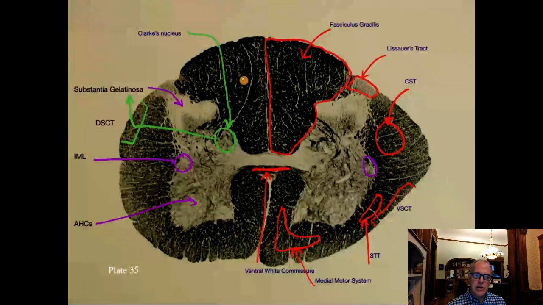The other thing that is unique here is Clark's nucleus from T1 to L2. So again, this is information that's destined for your cerebellum. And so it hitchhikes here with the posterior columns, synapses in Clark's nucleus, and then moves out into this location. So now we have the dorsal spinocerebellar tract once we get up to the L2 level of the spinal cord. So we have dorsal and ventral spinocerebellar tracts. Here I have it labeled over here, ventral and dorsal.